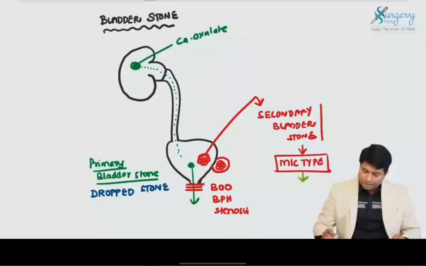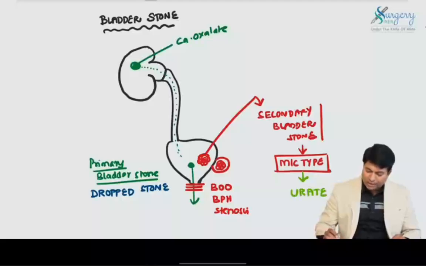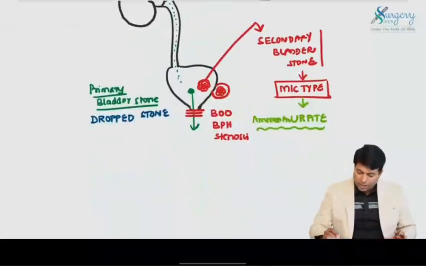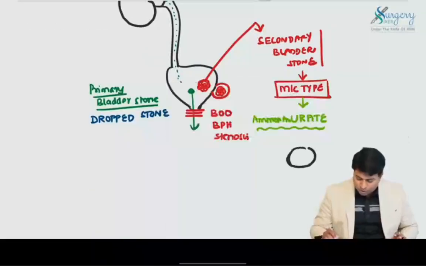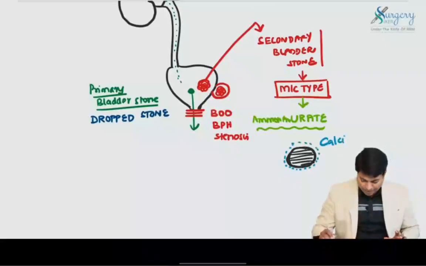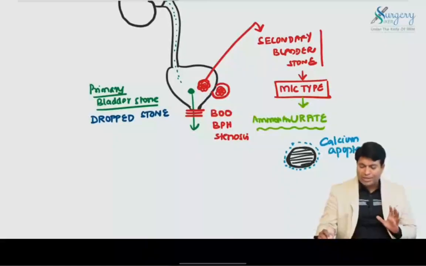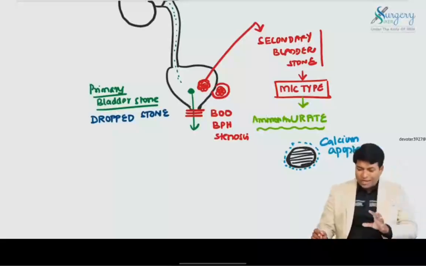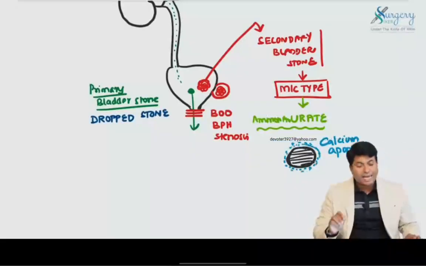And what is the type of stone? The type of stone is uric acid stone, which gets coated with ammonium. So the stone we get in secondary bladder stone is ammonium urate. So how is it formed? This is an ammonium urate stone. It gets coated with calcium on the surface, known as calcium apatite. The predominant component is uric acid. It is also known as ammonium urate stone.